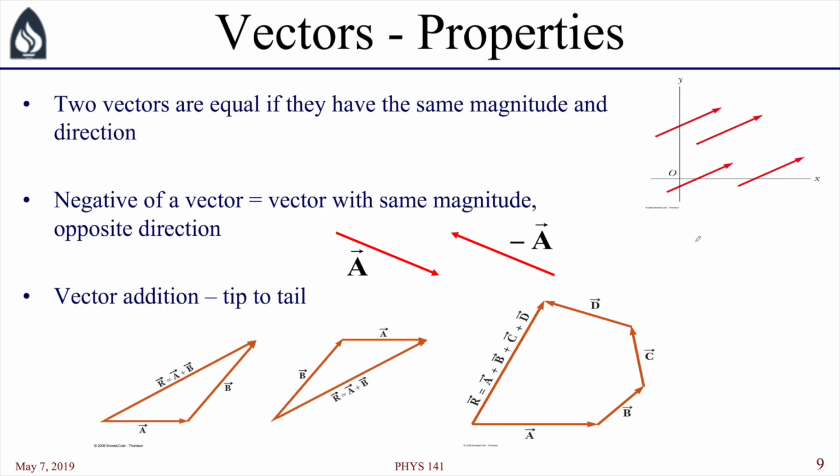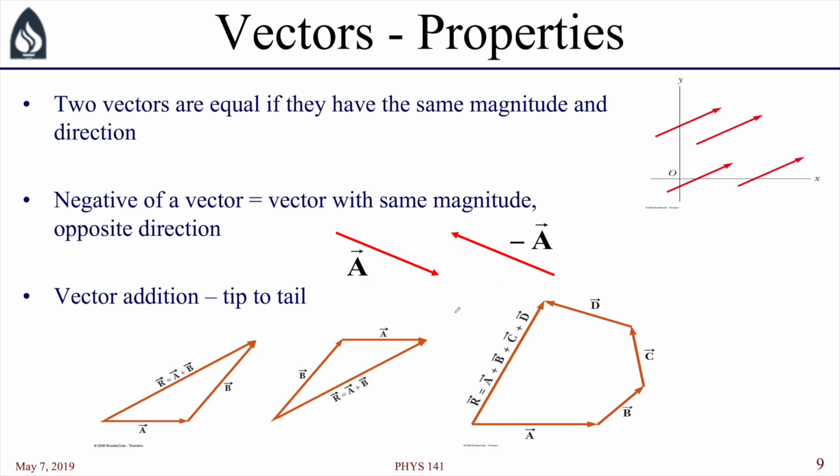Now we can take the negative of a vector, and that means that we have a second vector that has the same magnitude but is pointing in the opposite direction. So if this is vector A, we can get the negative of A just by flipping the direction of the vector but keeping its magnitude the same, keeping its length the same.